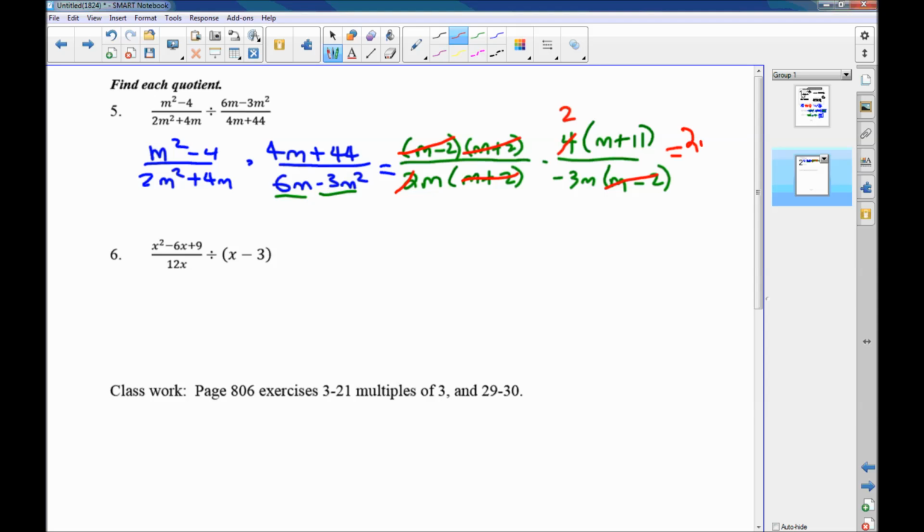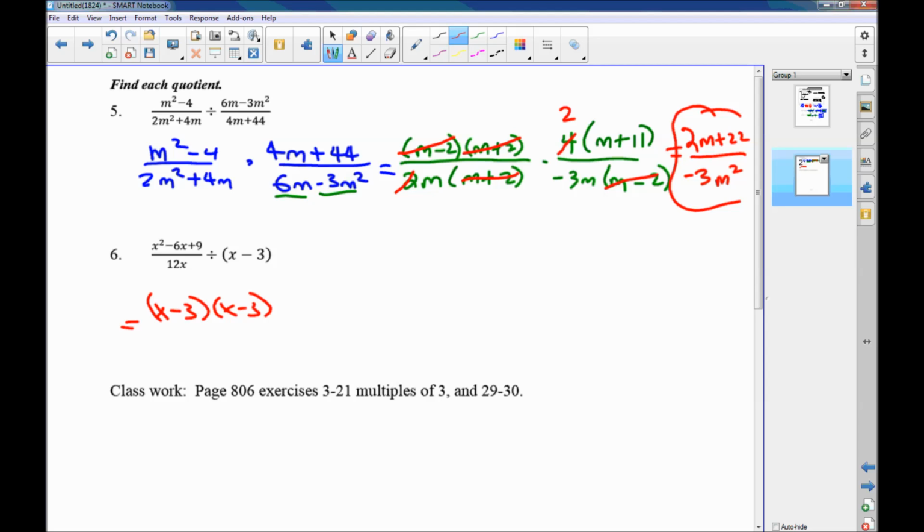So my top is going to be 2m plus 22. And my bottom is going to be m times negative 3m, which makes negative 3m squared. So this is my reduced form. All right, last one. Number 6. I'm going to go ahead and factor this while I'm thinking about it. So this is x minus 3, x minus 3.